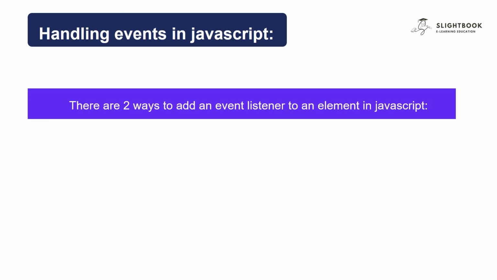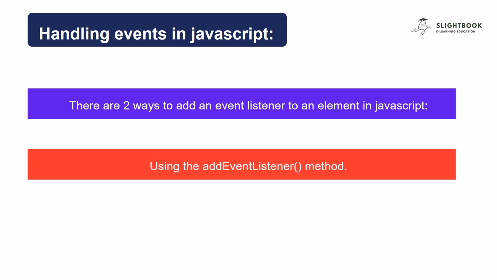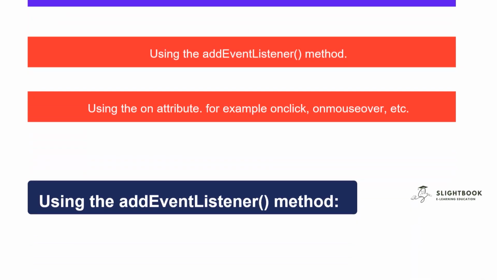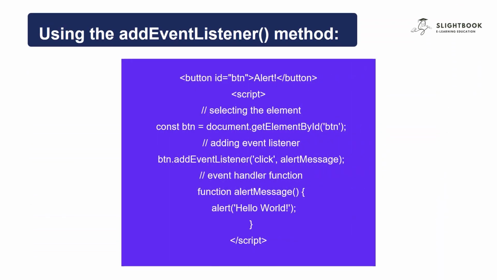There are two ways to add an event listener to an element in JavaScript. Using the addEventListener method, and using the on attribute, for example, onclick, onmouseover, etc. Using the addEventListener method.